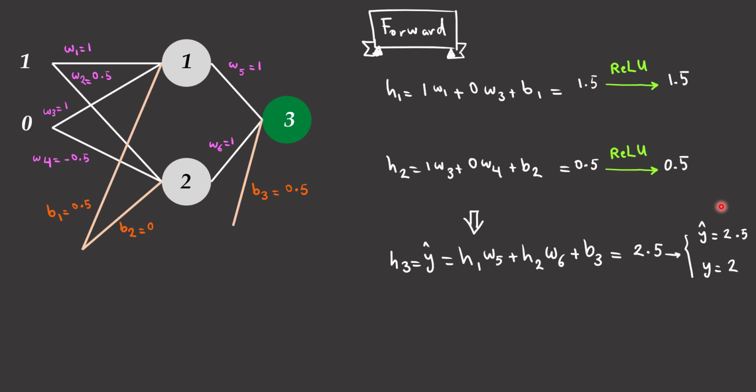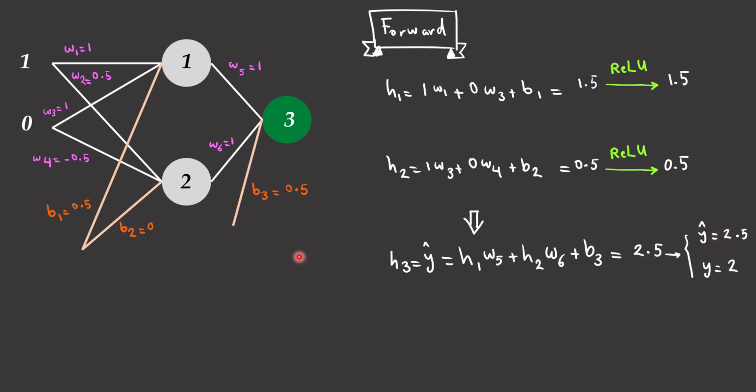So there is a difference between whatever we have expected and whatever the neural network has predicted. So we want to update these weights. And in order to update these weights, we should calculate something called loss or cost function, which calculates the difference between whatever the neural network predicted and the actual value. For example, here the actual value is 2, but the prediction value is 2.5.